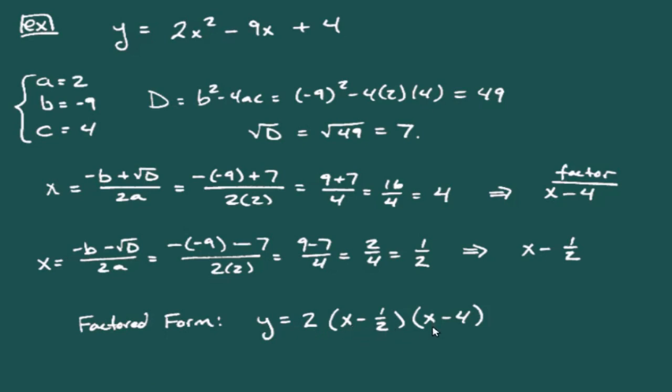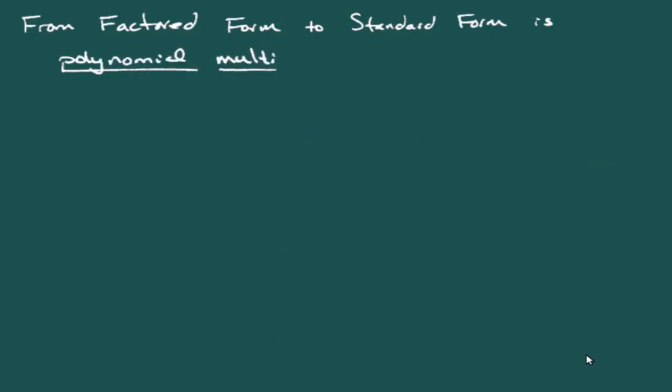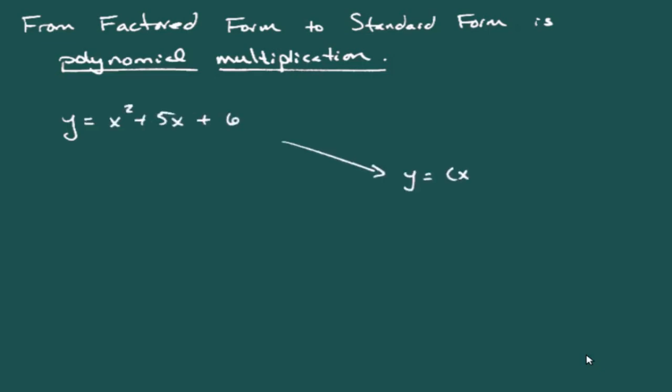And so now, what if we wanted to check our answer? Is there some way to go back from factored form to standard form? Well, absolutely we can. To go from factored form to standard form, we do that with just polynomial multiplication. Looking at the examples that we just did, we started with y is equal to x squared plus 5x plus 6. We said that our factored form was going to look like x plus 2 times x plus 3.